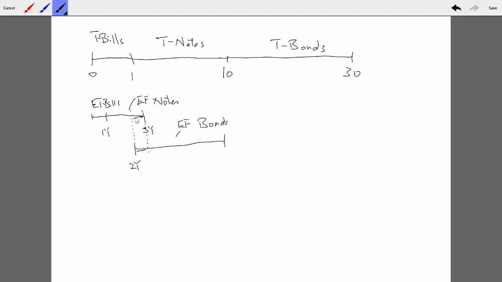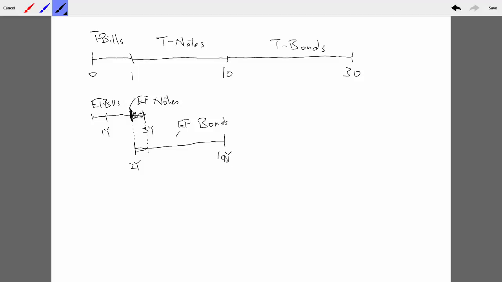So what they're saying is they have decided to cut that off. All the notes now will be no longer than 2 years, just to avoid the confusion. So all the notes will stop here, and then everything beyond that will just be called an exchange fund bond. Okay, that's what that means, which goes all the way up to 10 years.